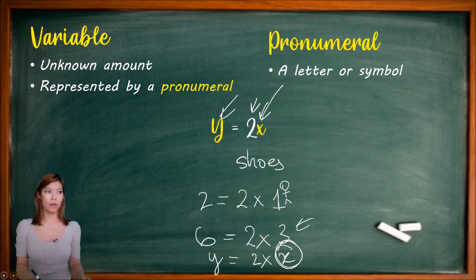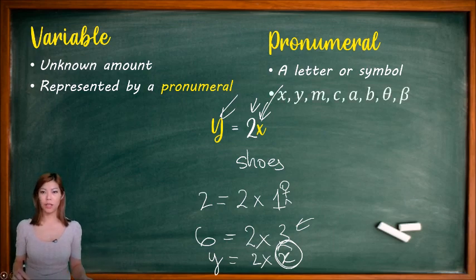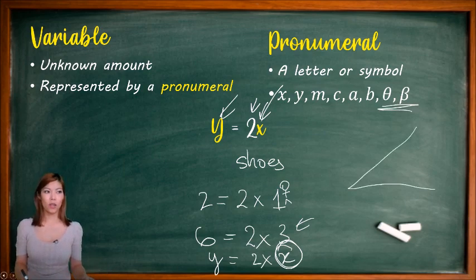So numbers represent amounts, and pronumerals are used to represent variables, amounts that change. So sometimes we use x, y, m, c, a. So for example, y equals mx plus c. These are all pronumerals and they are variables. And we have theta and beta and other Greek letters, especially when we use them for angles.